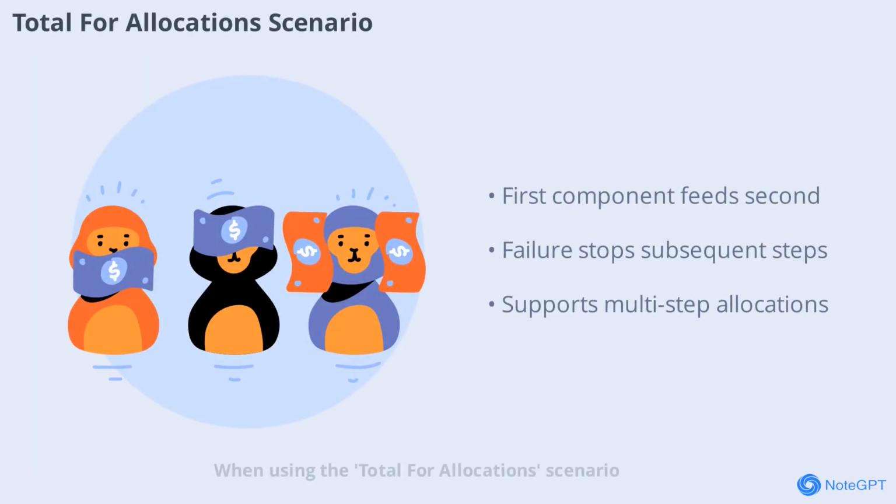When using the total for allocations scenario, the amount generated by the first allocation component is used in the second component, regardless of posting status. If the first component fails, the second will not generate journals. This approach supports multi-step allocations but requires careful monitoring to ensure all steps complete successfully.